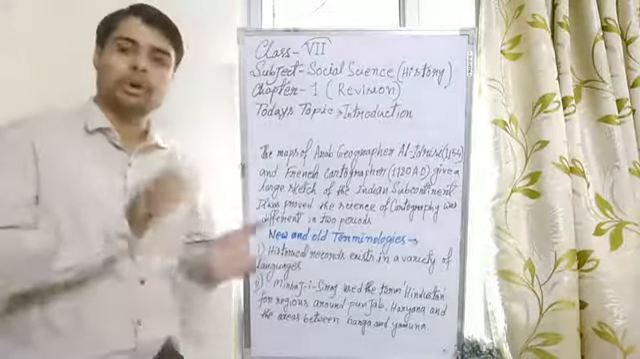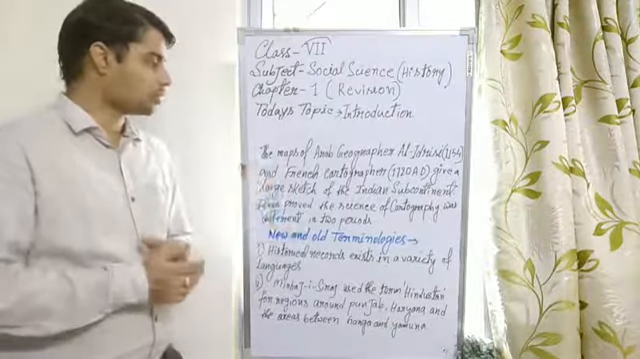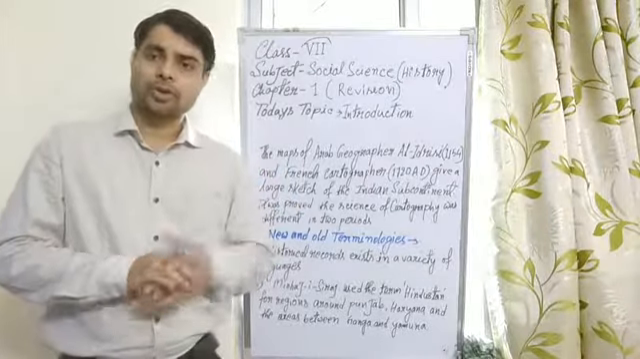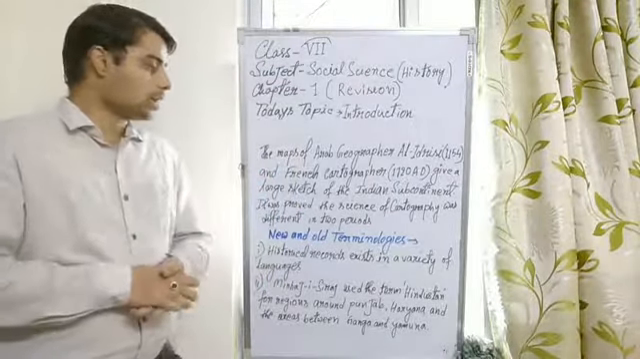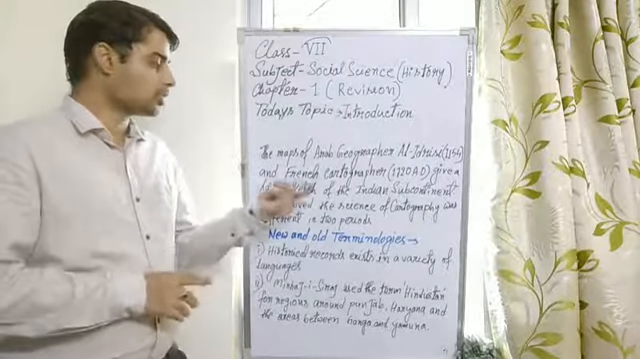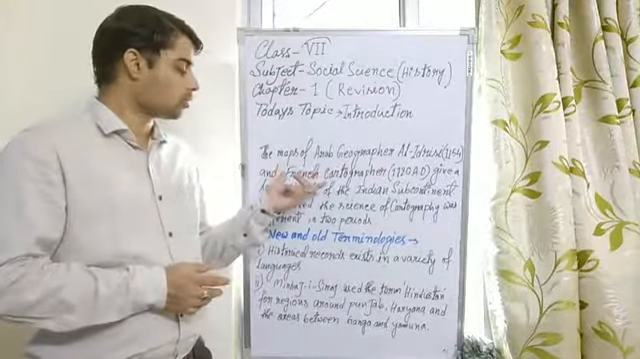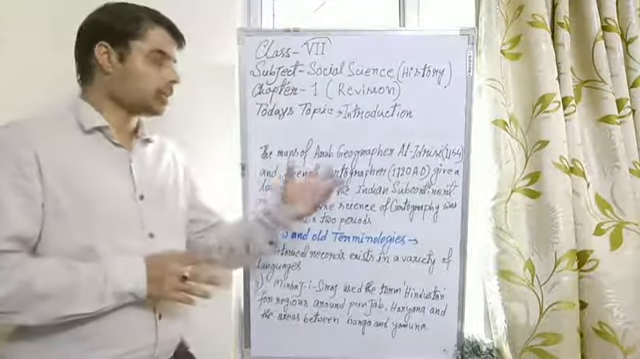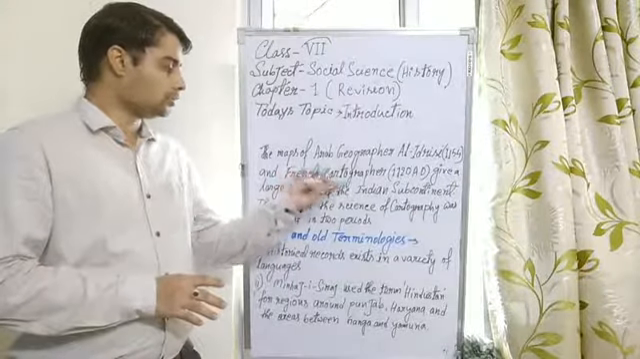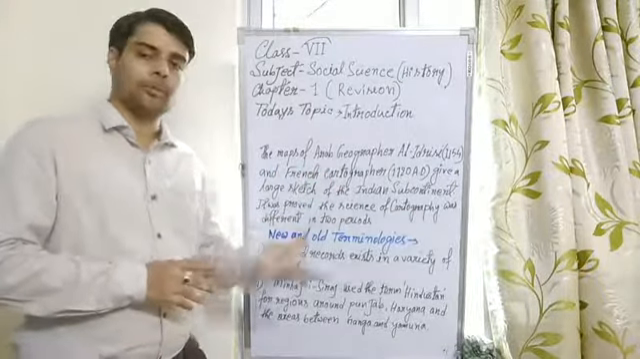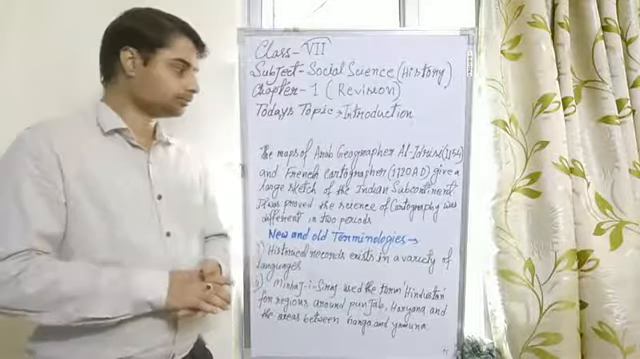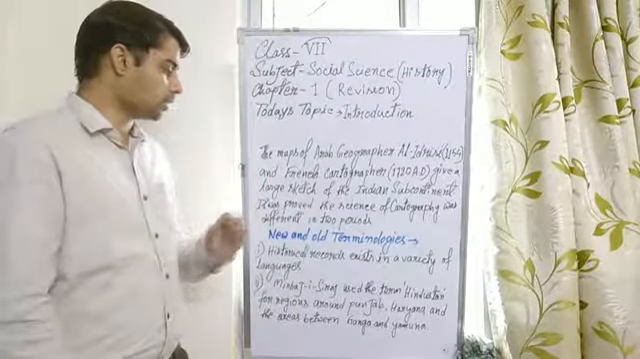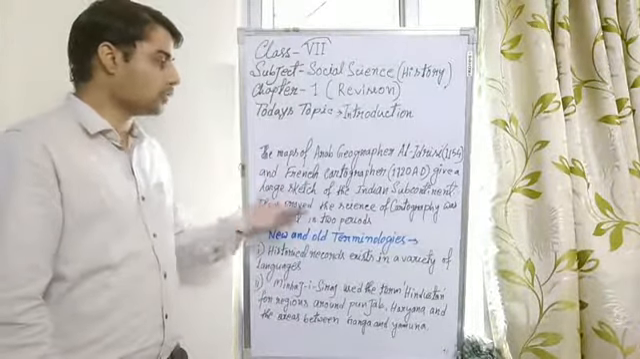There are two maps given, and one map was drawn by Arab geographer Al-Idrisi in 1154 AD. It is long ago. Another map was given on the next page. It was drawn by French cartographer Guillaume de l'Isle. It is not mentioned in your book. It is enough for you to know the French cartographer. The map was drawn by a French cartographer in 1720 AD, and both of them give a large sketch of the Indian subcontinent.